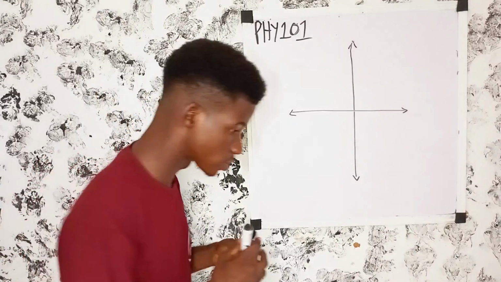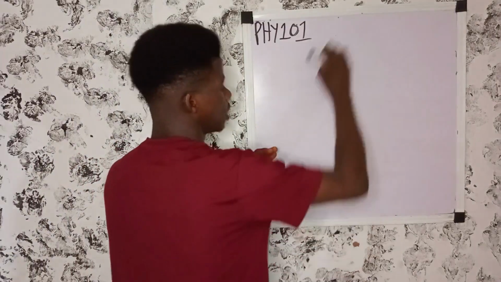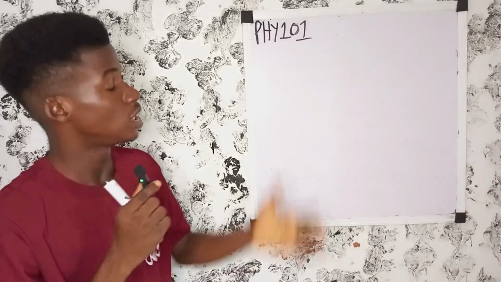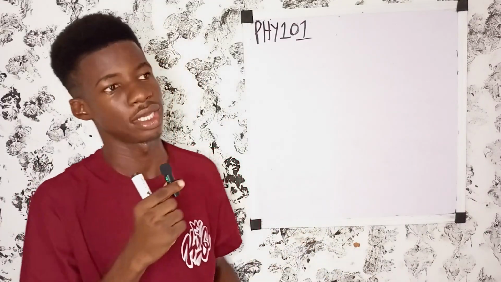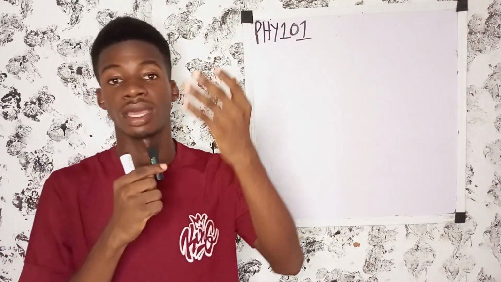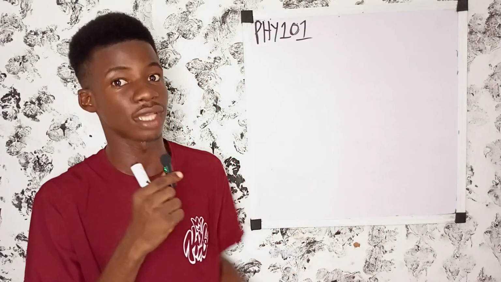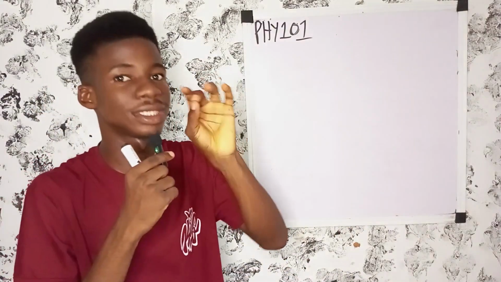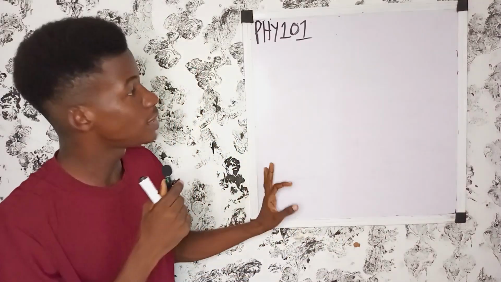Let me just start with the last question first. If you are watching this video, take your Phys 101 textbook. The textbook name is Mechanics. Open to vector, which is chapter 2 in that textbook, and go to the last page of that chapter. Please just do that.